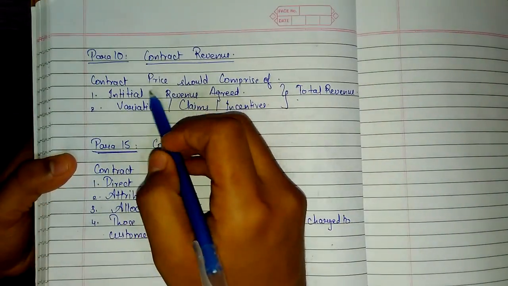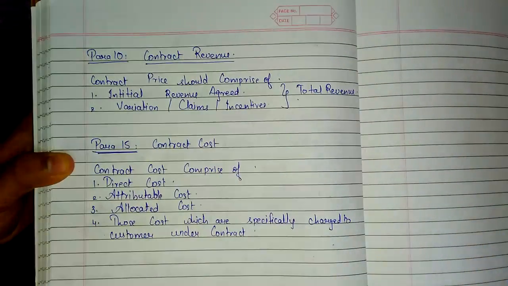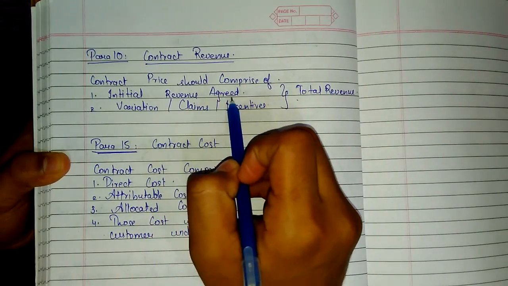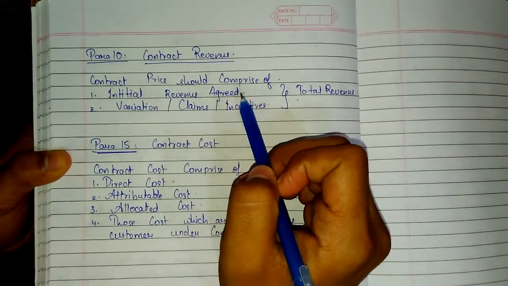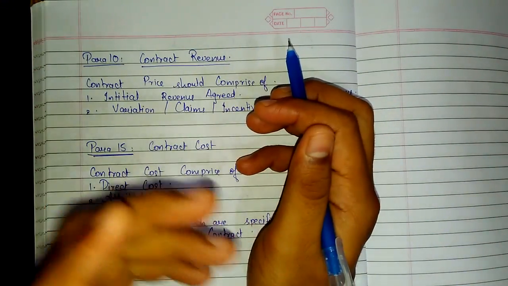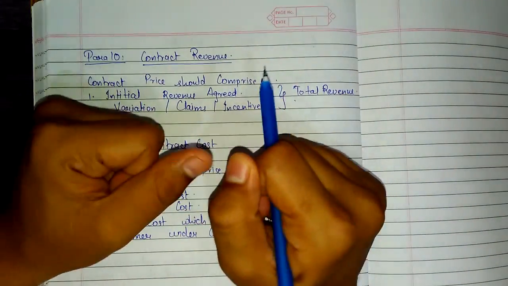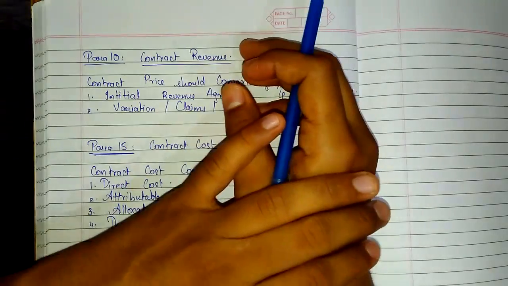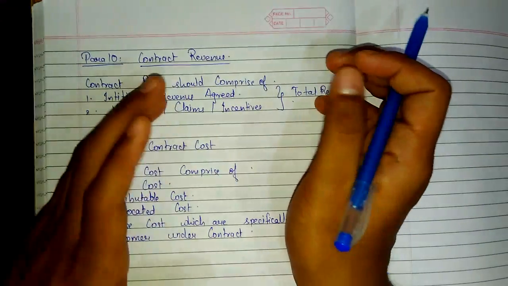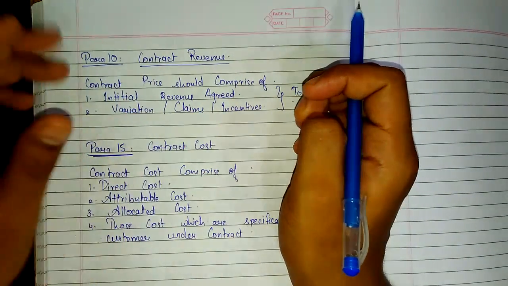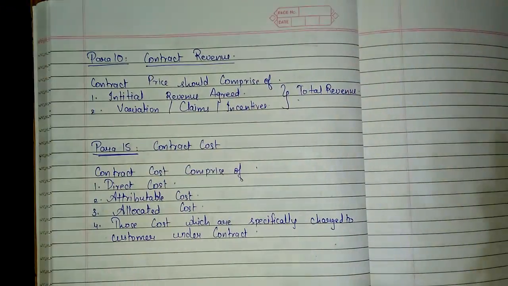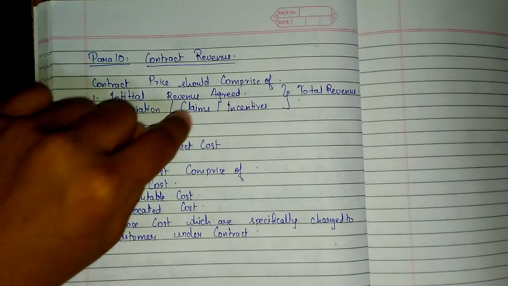So let's see. What does contract revenue mean? Firstly understand that, then we'll see how to account. Contract revenue, contract price should comprise of initial revenue agreed. What does initial revenue agreed mean? When a contractor takes a contract from a contractee, when a contractee wants to build a particular asset, the contractor says to the contractee that he will charge for such asset, say 1 lakh rupees. Okay, so that is the initial revenue agreed by the contractor, that he'll take 1 lakh rupees for the construction of a particular asset from the contractee. So this is initial revenue agreed.